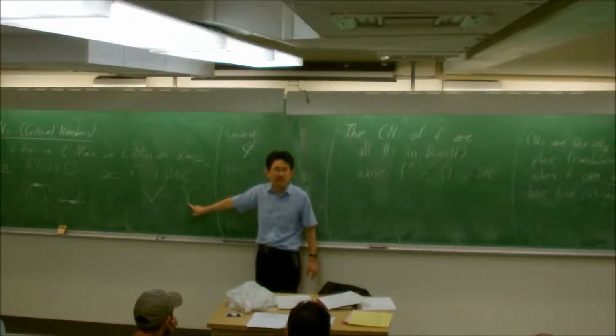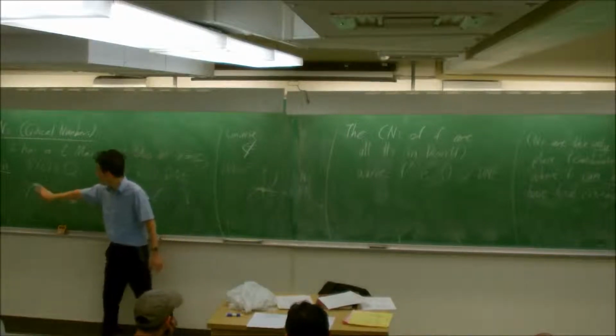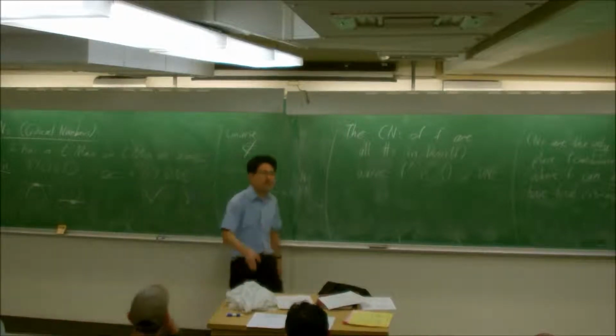This has to be a CN, a critical number. Anytime you have a turning point, you have to have a CN here.